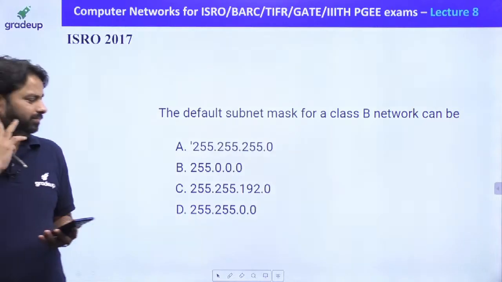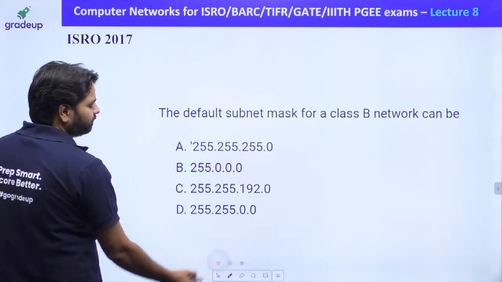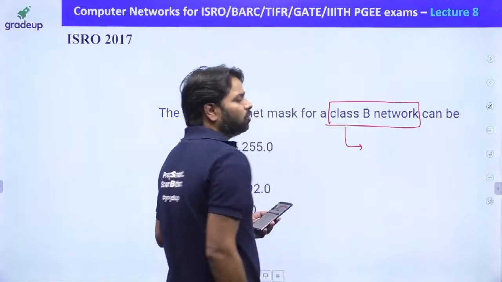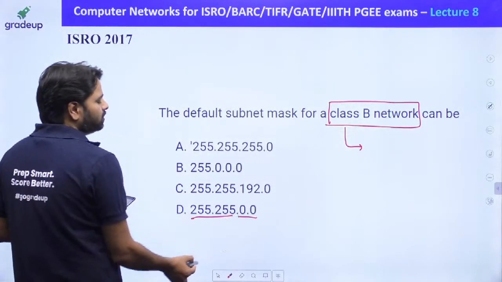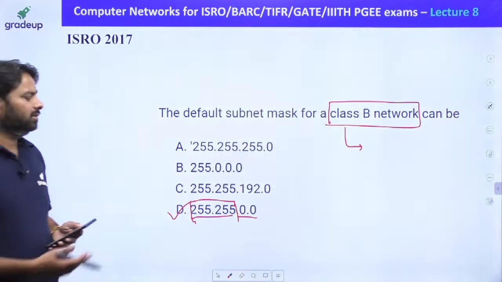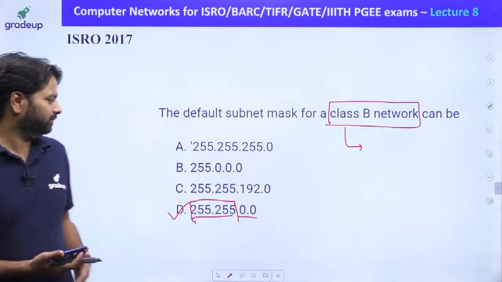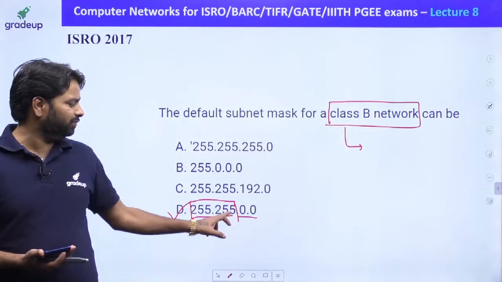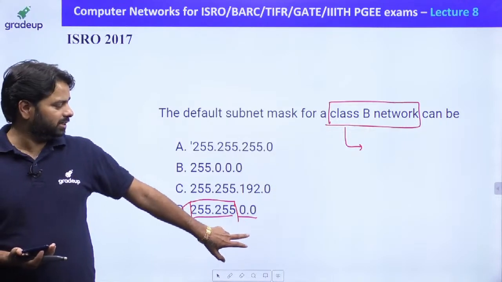How easy it is. How many network bits do you use, guys? Class B, how many network and host bits? 16 for network, 16 for host. So for the network bits you are going to use all ones. 16 bits for network, 16 bits for host, so on those 16 bits you are going to do the masking. 255 dot, and the remaining are host bits. 16, 16.